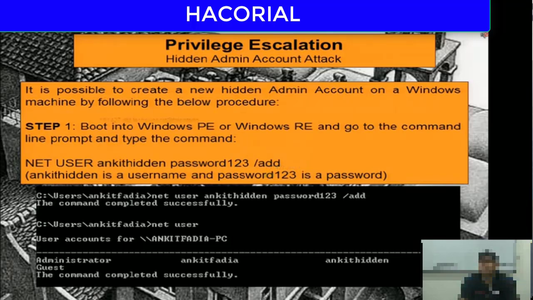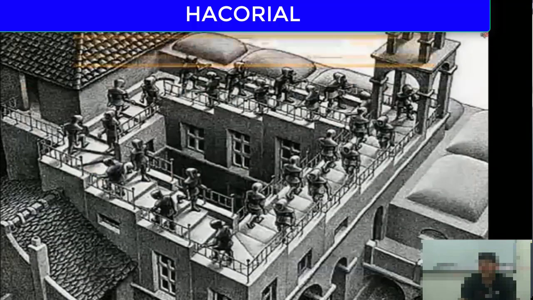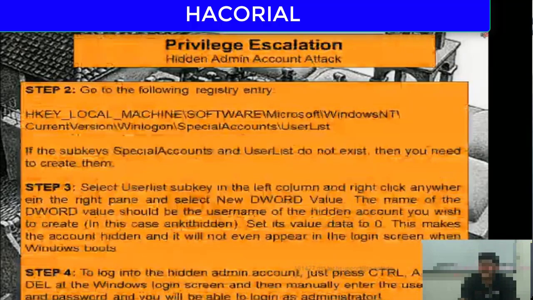Step number 1 is you boot into Windows PE or RE and go to the command line prompt and type the following command. Net user followed by the username, some new username, followed by some password, followed by /add. So if you look at the screenshot, that's the demonstration. I've shown you the screenshot of what exactly will happen.